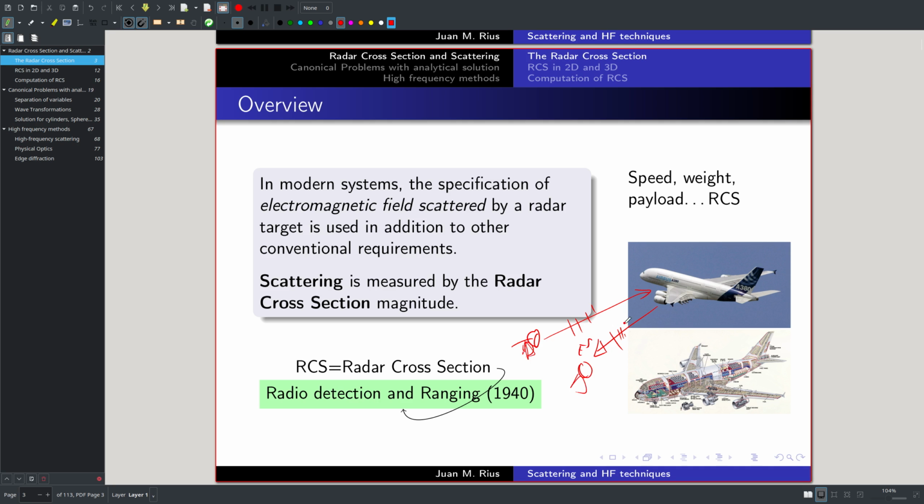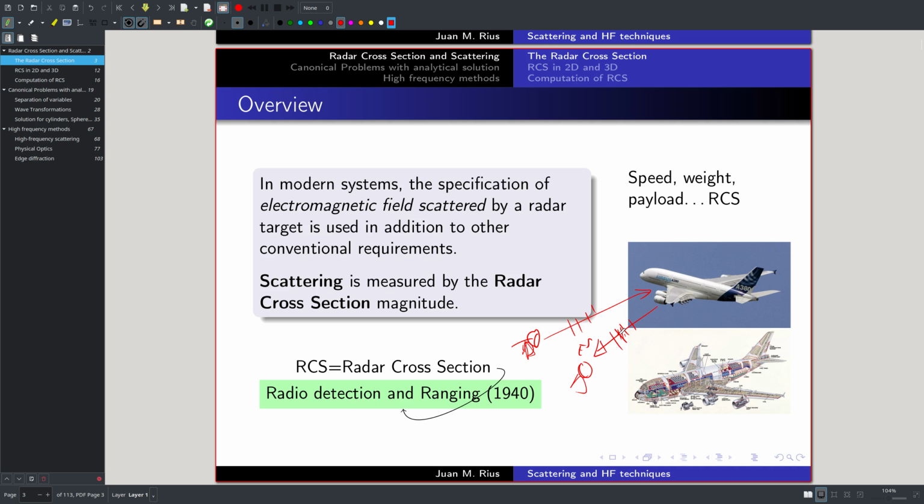But the magnitude of the scattered field is very important because when we have, for example, a civil target like an aircraft for the transportation of people, we want it to have a very high scattered field so that it is easy to be detected by radar. But on the other hand, military aircraft want the opposite. They want to have a low scattered field so that they are difficult to be detected by radar.